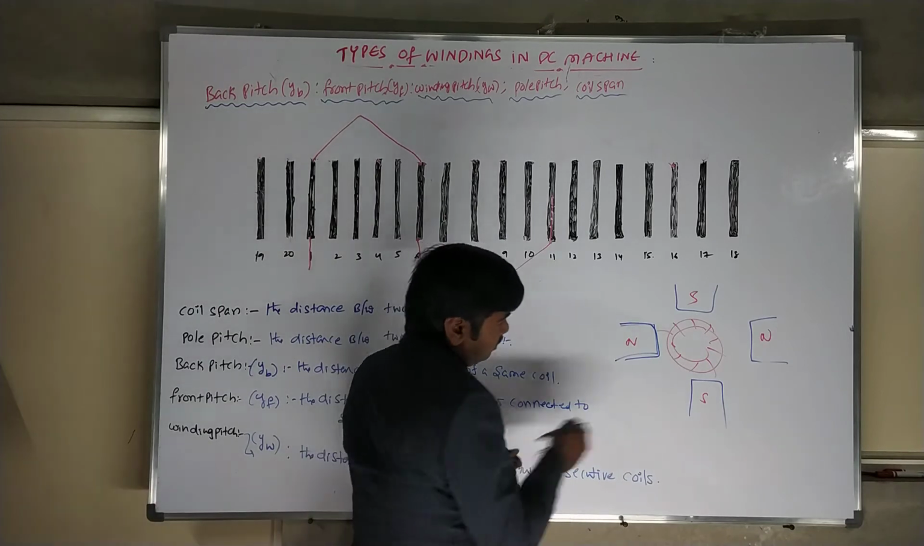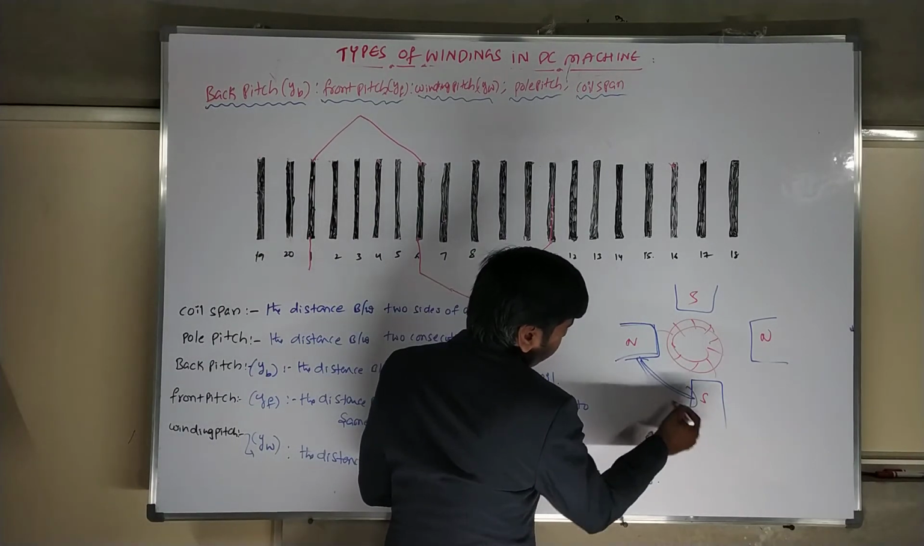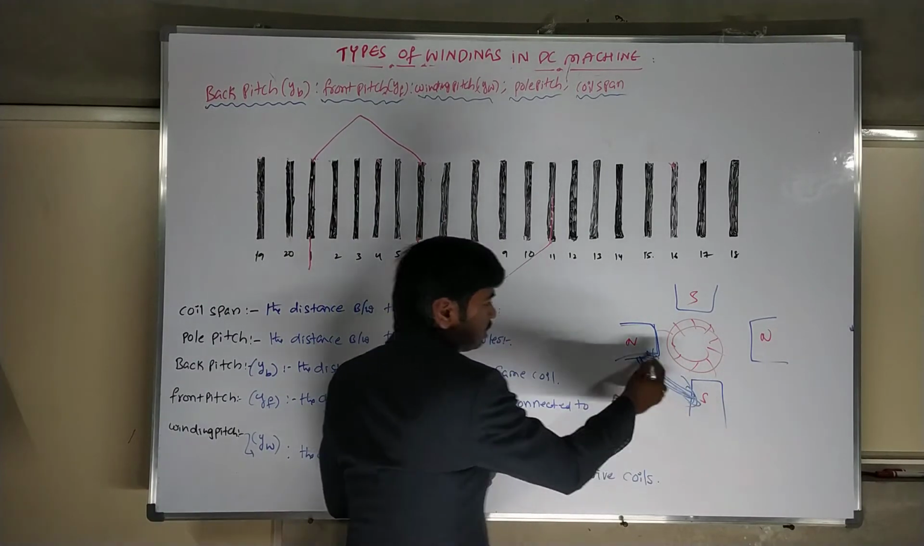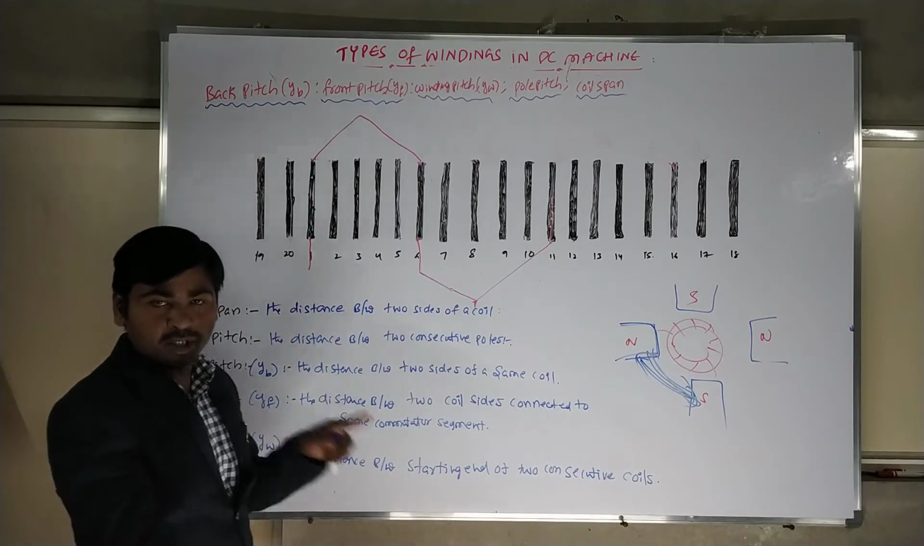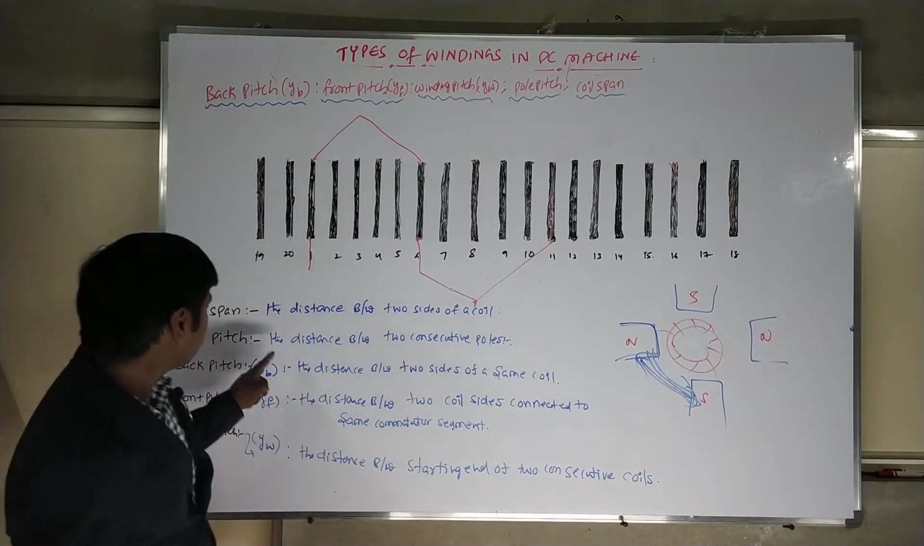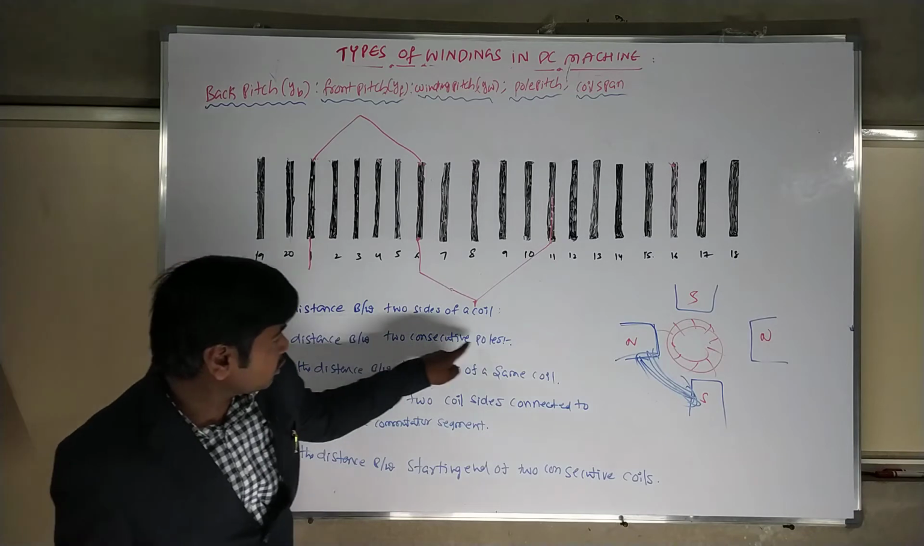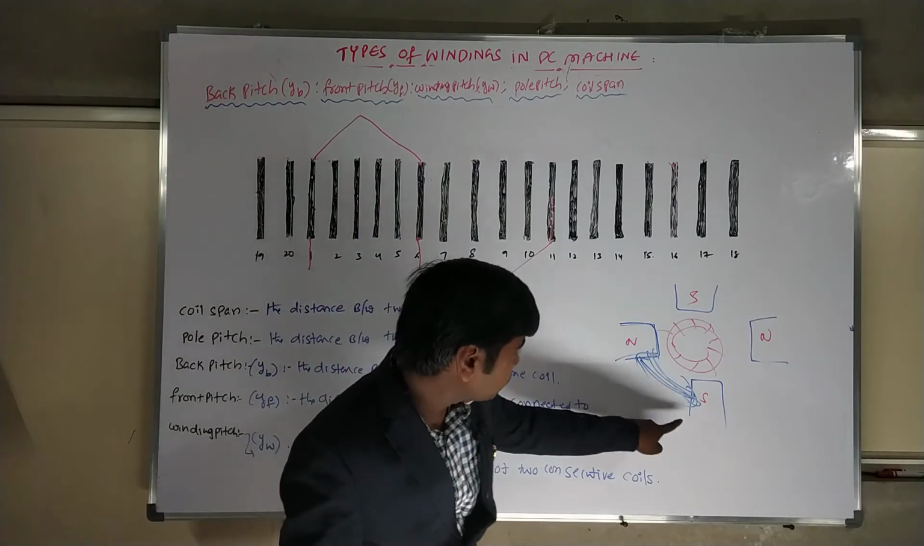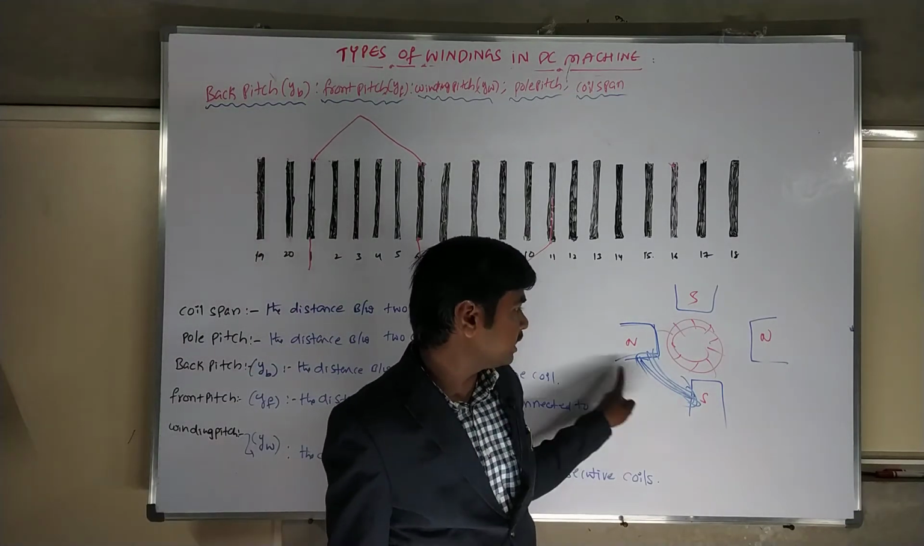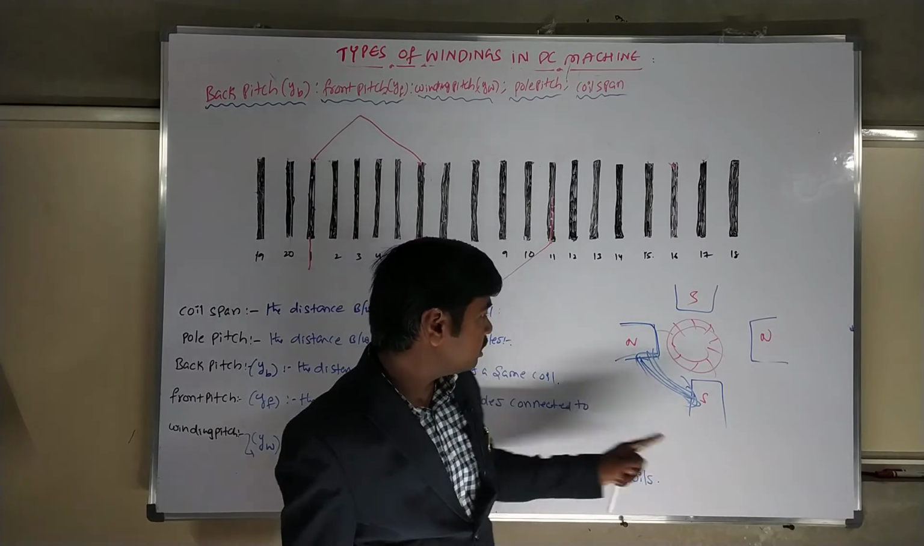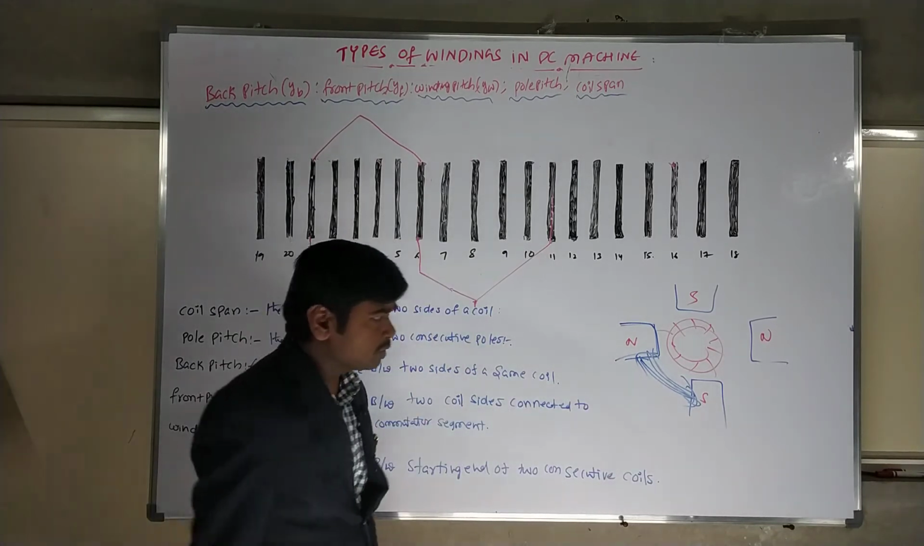So how many conductors are there from here to here, how much distance will be there? This distance is nothing but a pole pitch. Pole to pole, how many conductors will be there? Here I wrote the distance between two consecutive poles. This is one pole, this is one pole. These are consecutive poles. How much distance will be there? The distance between two consecutive poles.